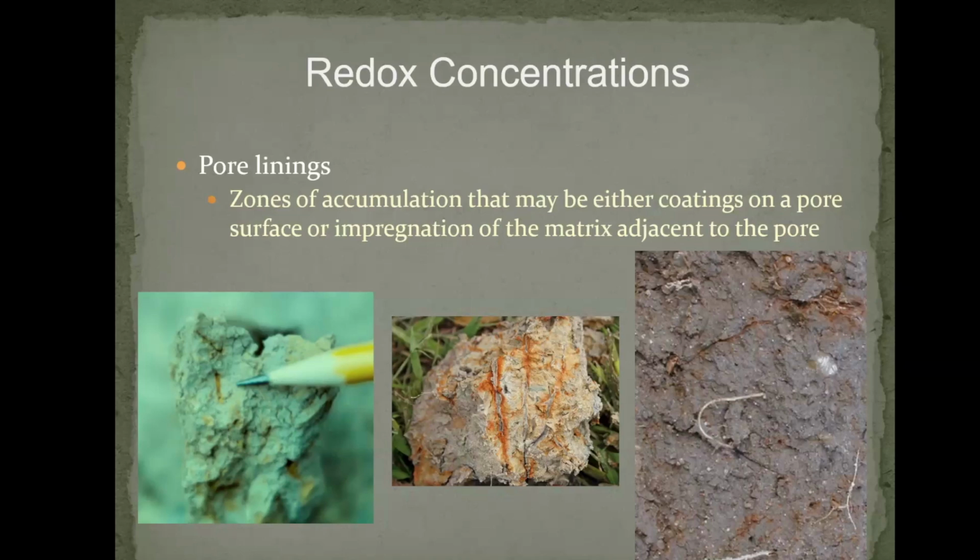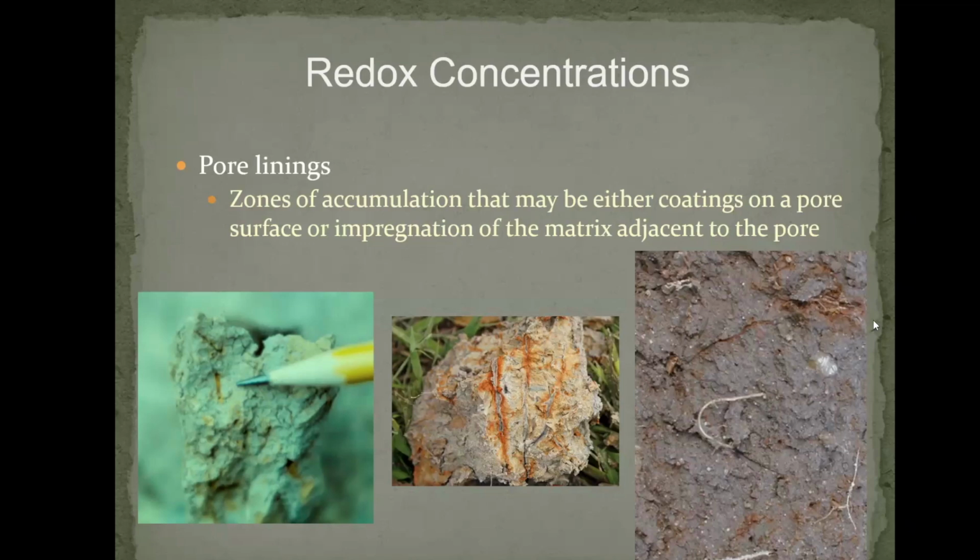The ones on the right are a combination of both, but the one in the middle, you notice this gray spot down the middle, that is the pore itself. And then you see this blotchy iron mass around the outside of that pore. So here we have ones that are impregnation of the matrix adjacent to the pore. We've got both.